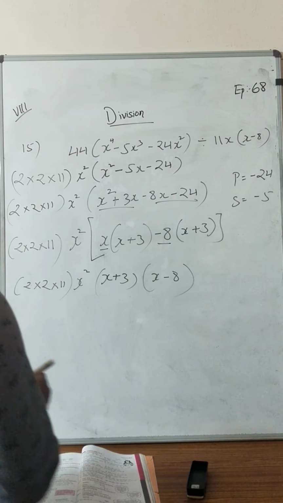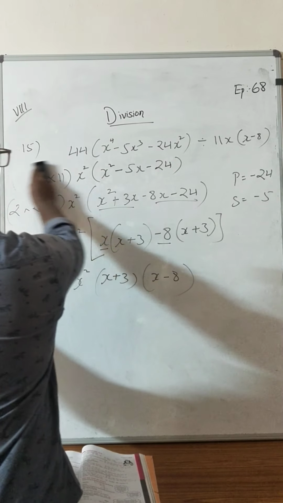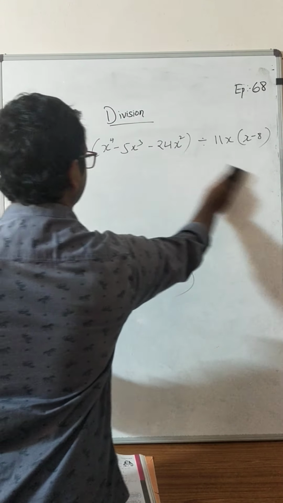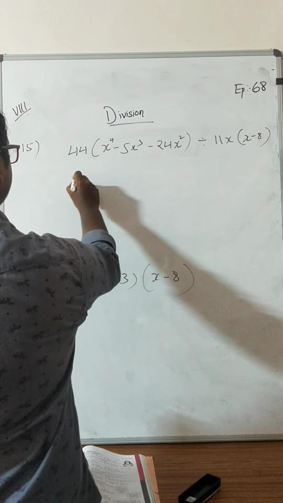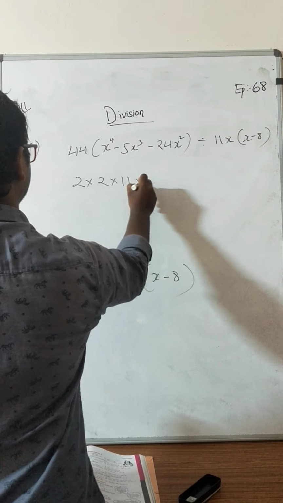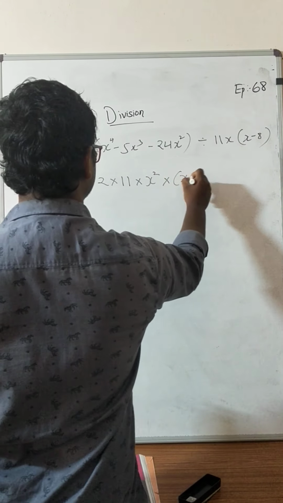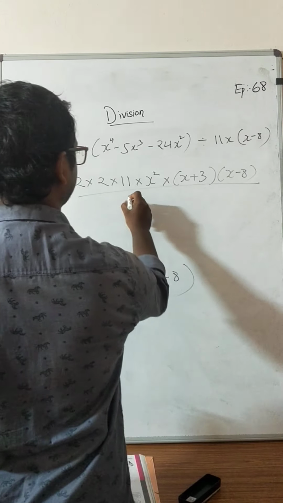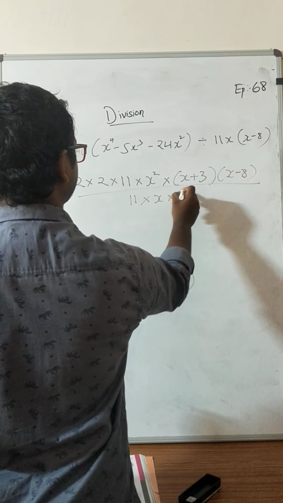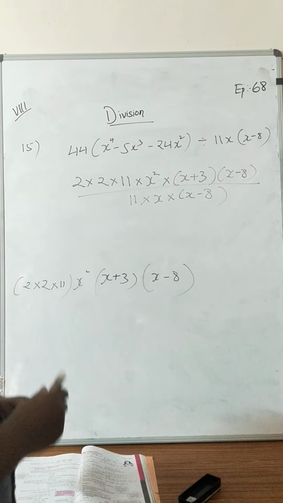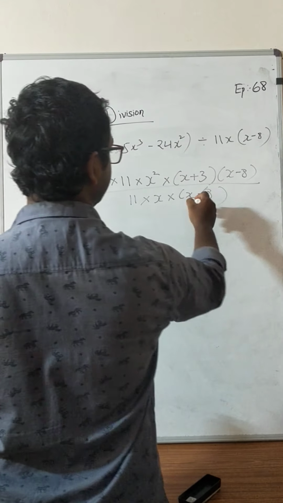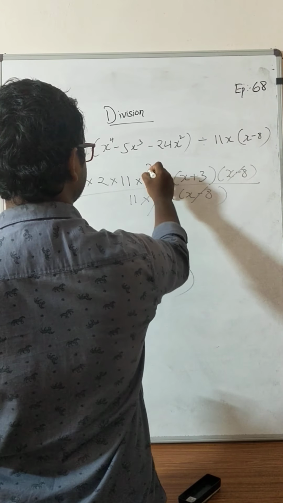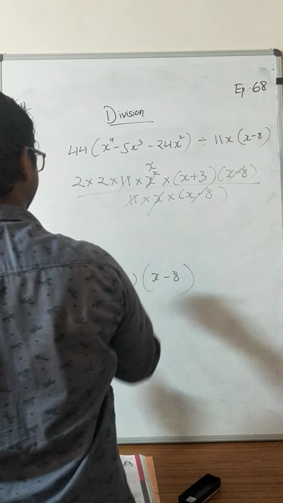Now let me write it here on top. The final answer that I am getting is 2 into 11 into x square into x plus 3 into x minus 8 whole divided by 11 into x minus 8. As you can see very clearly, we can cancel x minus 8 and x minus 8 because it is in multiplication. This x and this x square will get cancelled, one x will be left. This 11 and this 11 will get cancelled.